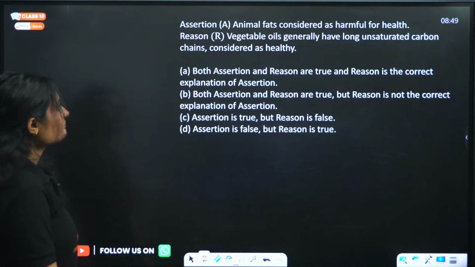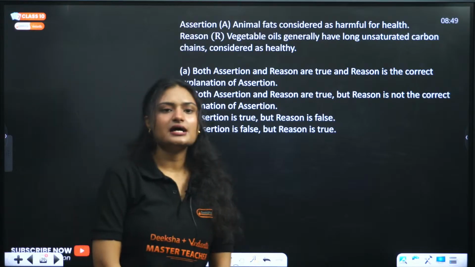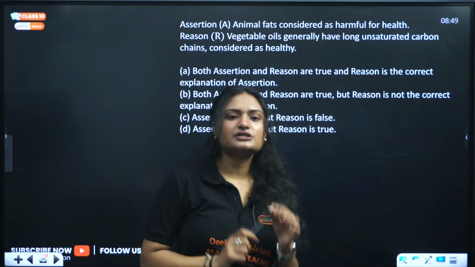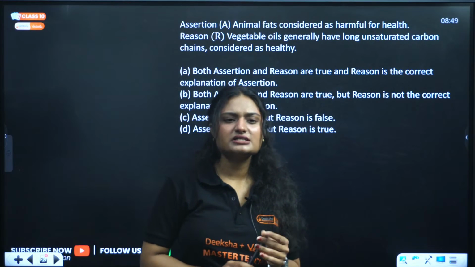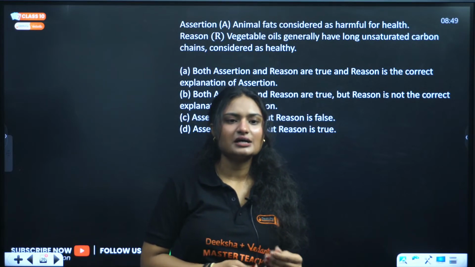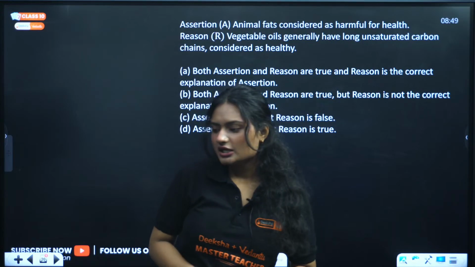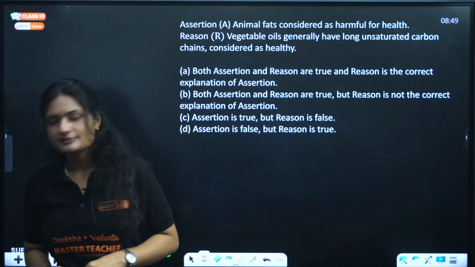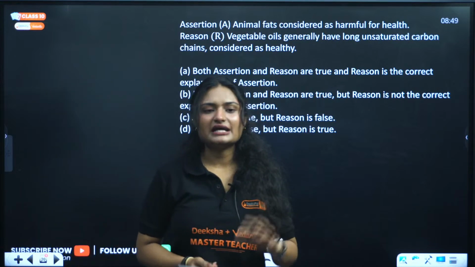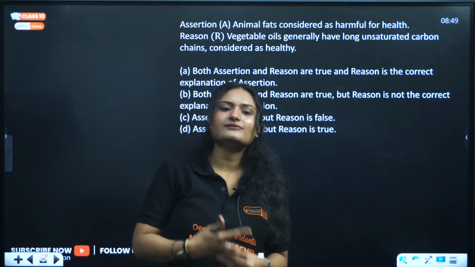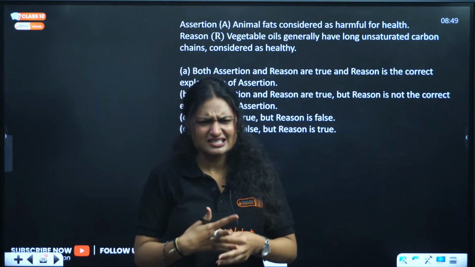Next question. Animal fat is considered as harmful for health. That is the assertion. The reason is because vegetable oils generally have long unsaturated carbon chains, considered as healthy. Yes, what is the assertion? Animal fats are considered as harmful for health because vegetable oil generally have long unsaturated carbon chains, considered as healthy.